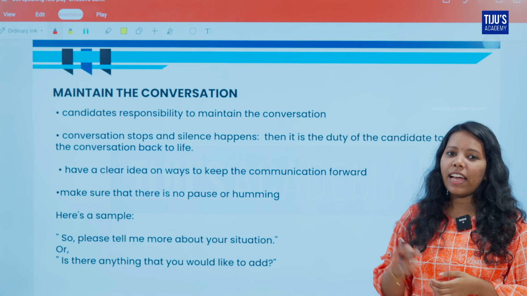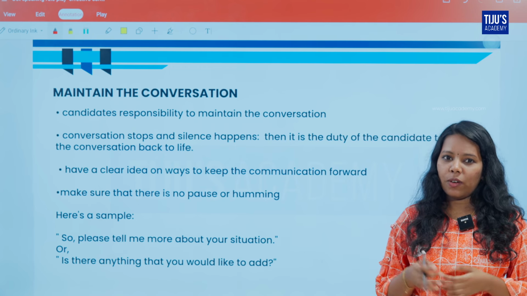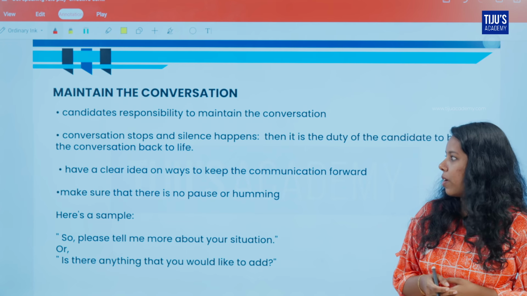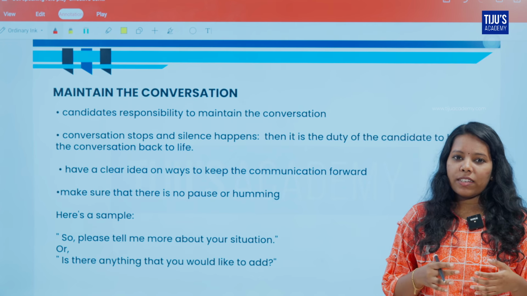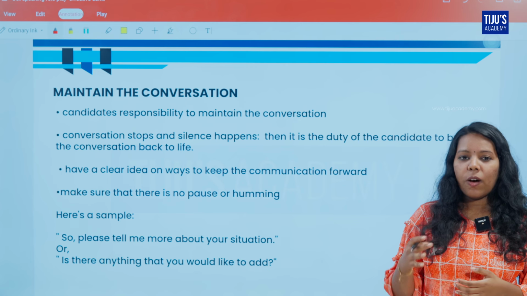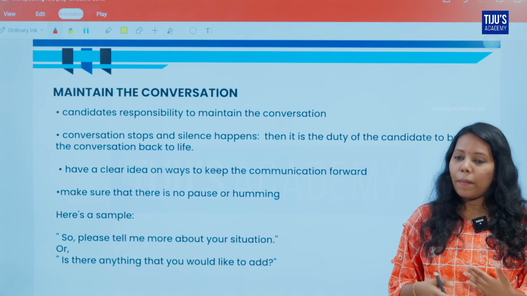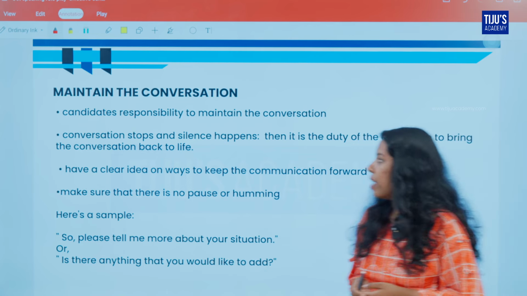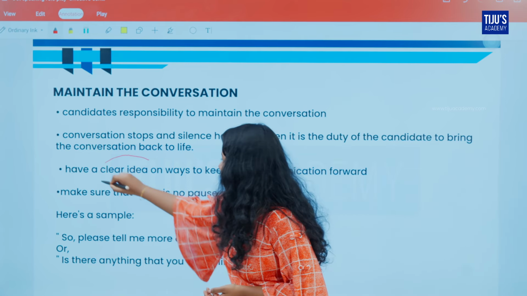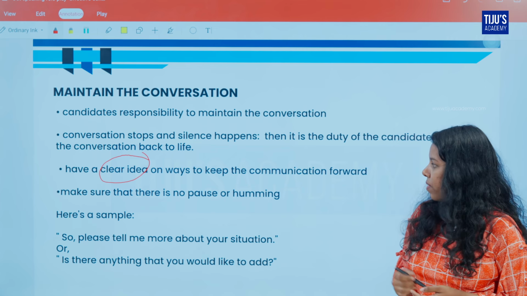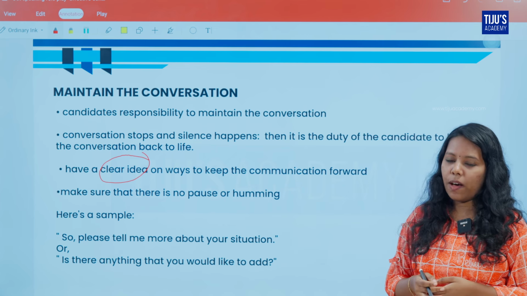It is actually the candidate's responsibility to maintain the conversation. Candidates' responsibility ആണ് conversation maintain ചെയ്തു പോകുക എന്നുള്ളത്. അതേപോലെ തന്നെ conversation ഇടയ്ക്ക് stop, pauses or humming വരുവാണെങ്കിൽ then it is the candidate who should bring the conversation back to life. And at the same time, the candidate should have a clear idea on ways to keep the communication forward. And make sure that there is no pause or humming.